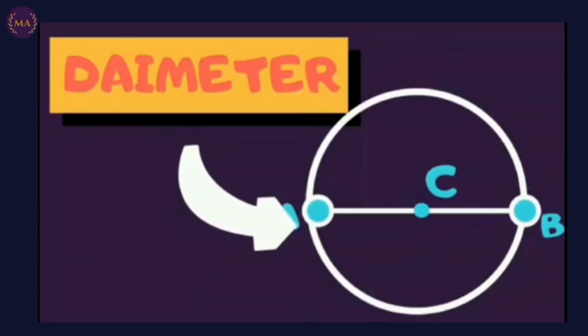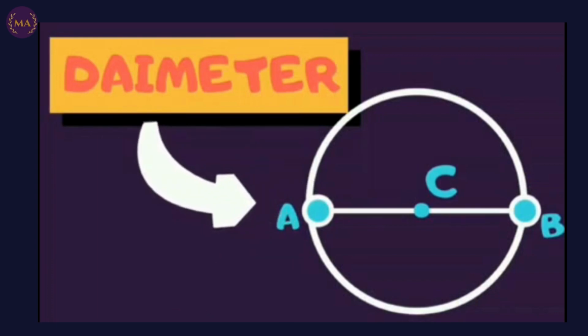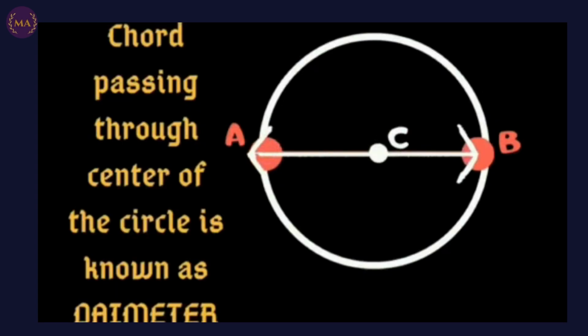Next, diameter. Diameter is a special type of chord. A chord passing through the center of the circle is known as diameter.